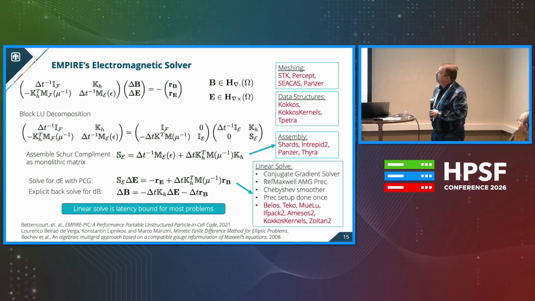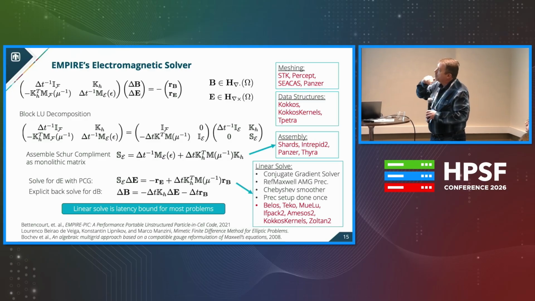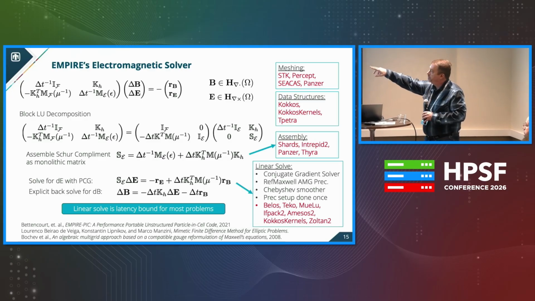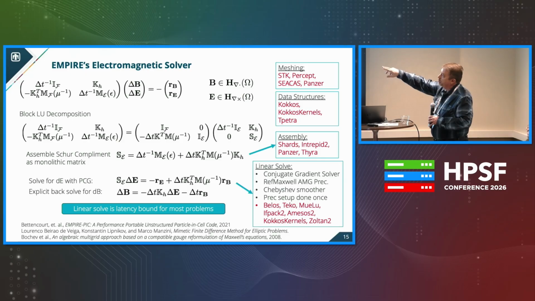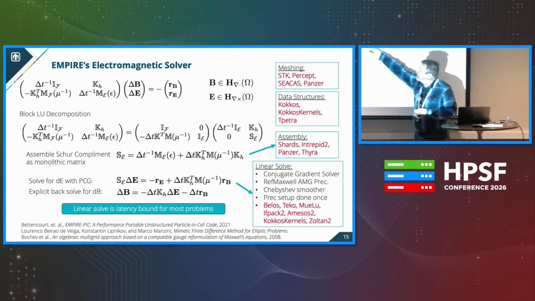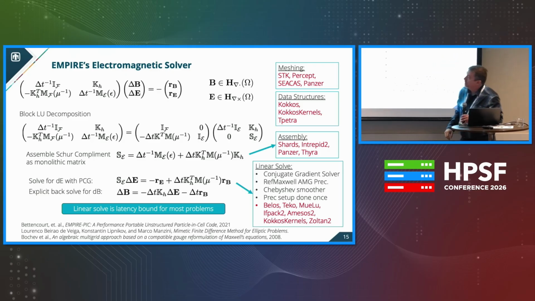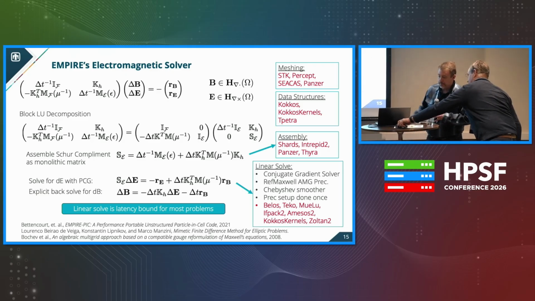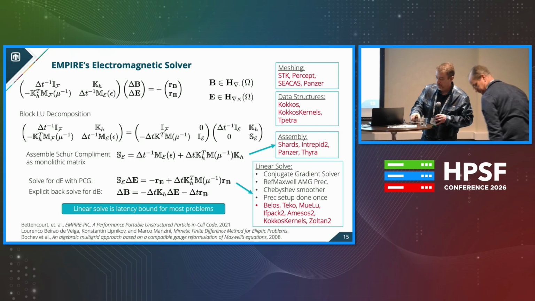So just to dig a little bit deeper to show you how we're using Trilinos, this is the block system. We can actually form a Schur complement and just solve one linear solve of this Schur complement system right here, and then do a back solve for the magnetic field.